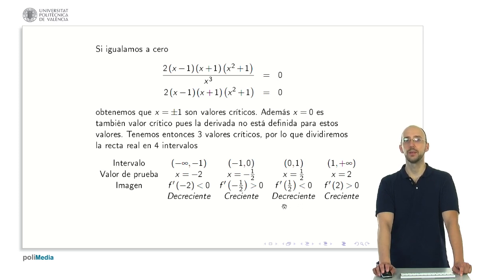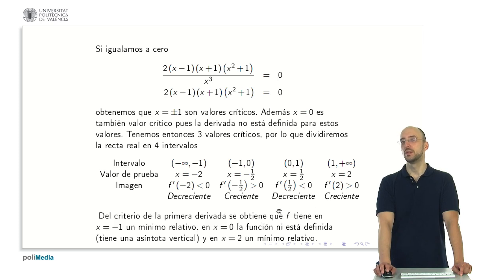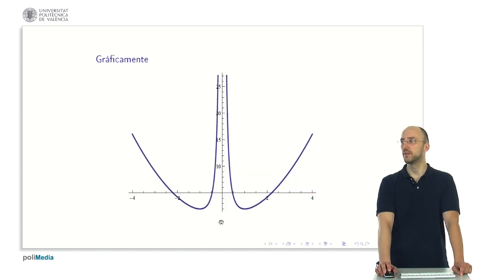If we apply the criterion of the first derivative, what do we conclude? We observe that at minus 1, there would be a minimum because the function first decreases and then increases. Then it would be a maximum, and lastly, a minimum. If we observe the graph, we'd see a shape like this.